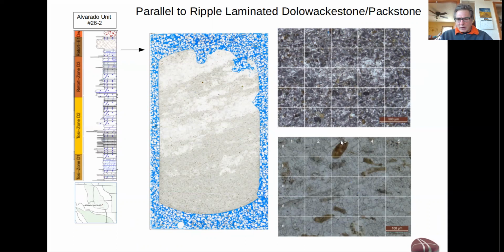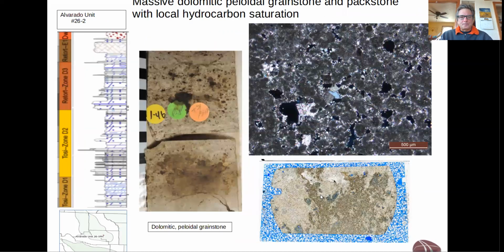And notice also there are a few isolated sand-sized grains of phosphate here. So we do see a little bit of isolated phosphate. We see isolated sponge spicules, but for the most part, this is a very dolomitized rock.